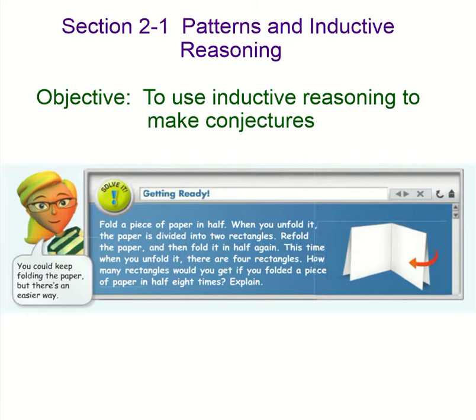So the first thing I want you to think about is folding a piece of paper in half. When you fold a piece of paper in half, and then unfold it, it's divided into two rectangles. When you fold it in half, refold it, and then fold it in half again, now there are four rectangles. And I want you to think about, okay, if you did this 8 times, how many rectangles would there be on your paper? If you want to get out a piece of paper and see if you can find a pattern, pause the video here and try to do that.